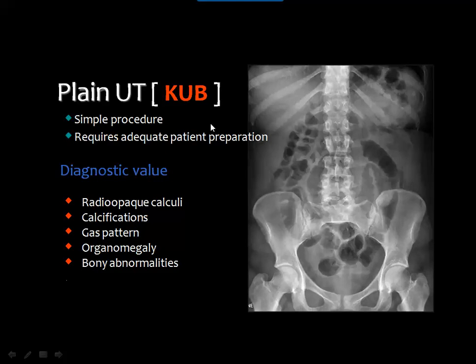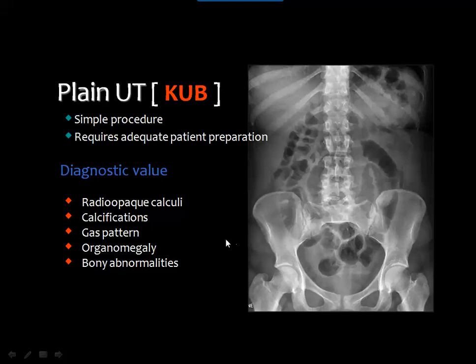We start with the plain film, which is famously known as the plain UT or KUB, kidney, ureter, bladder. This is a very simple procedure. Sometimes it requires a preparation of the patient, such as to have a light meal at the night of the exam, and simple use of a single tablet of laxative. Then he may conduct this examination.